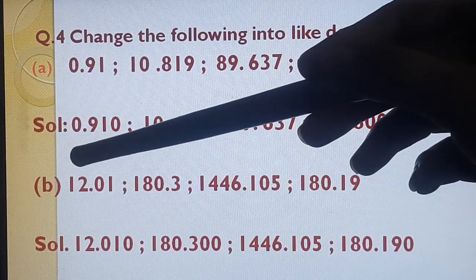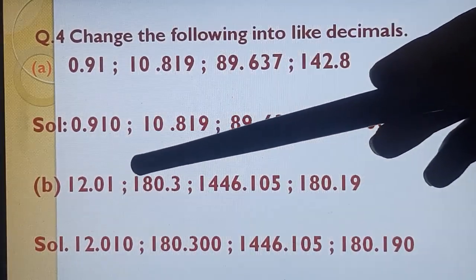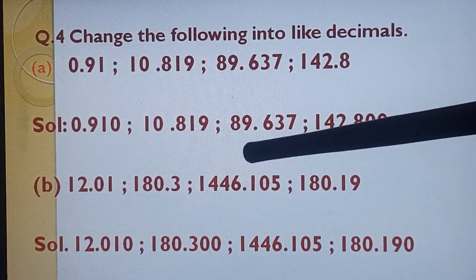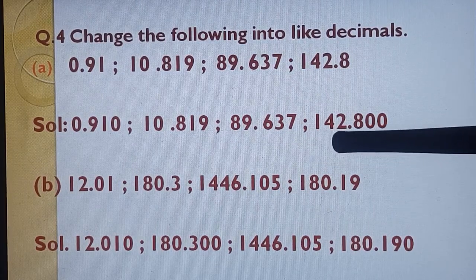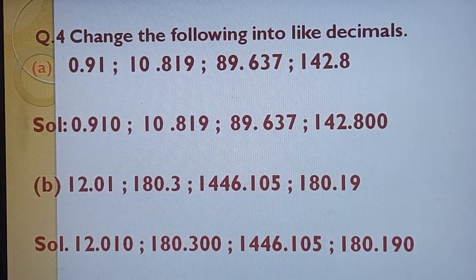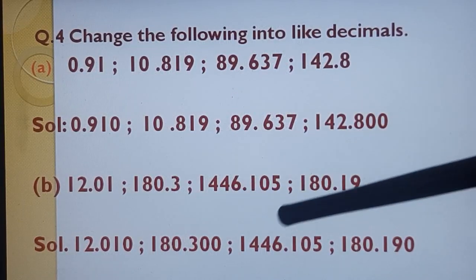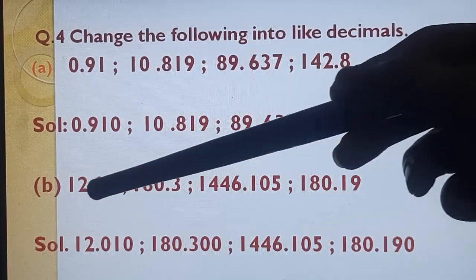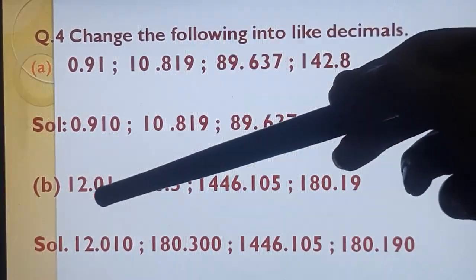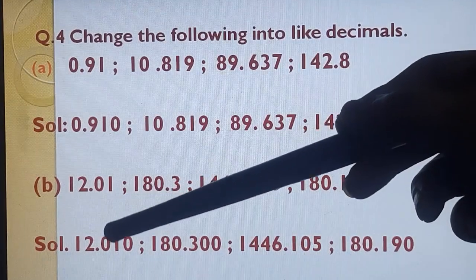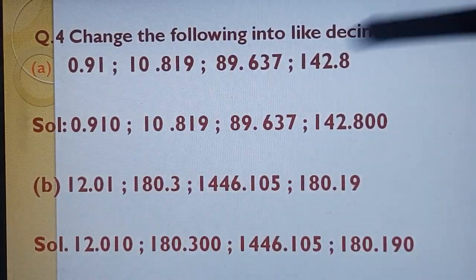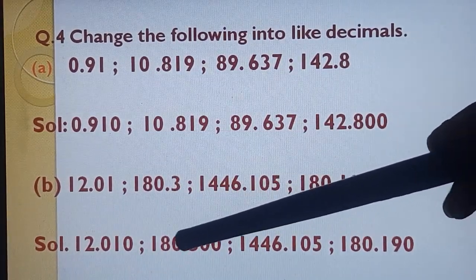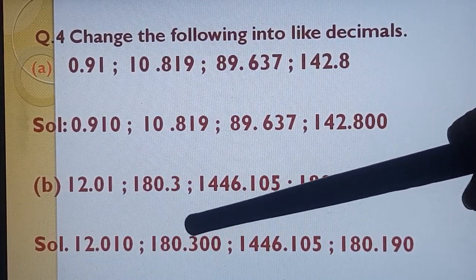Now B part: 12.01, 180.3, 1446.105, 180.19. So the maximum is 3 places, as in 105. So we will start from our first number, that is 12.01. It will become 12.010. 180.3 will be written as 180.300.